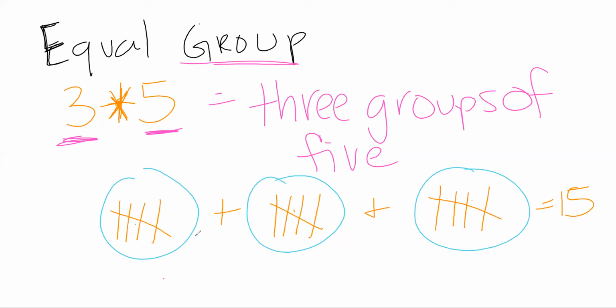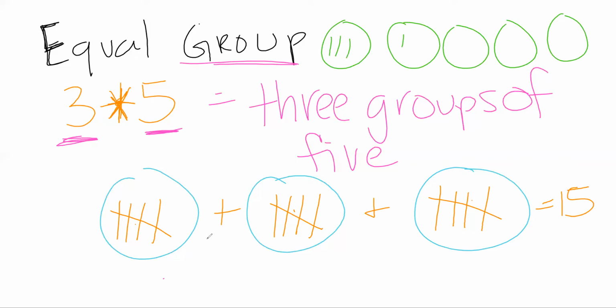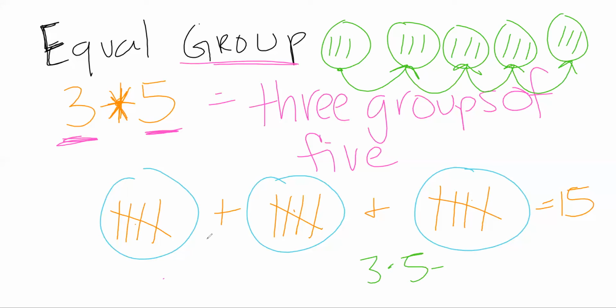And like I said, we could flip-flop it, right? Instead of saying 3 groups of 5, I could also say 5 groups of 3. So I'm going to try to squeeze that in. 1, 2, 3, 4, 5 groups. But this time there's only 3 in each one. And again, I could skip count 3, 6, 9, 12, 15. So once again, we're still finding out in all this, 3 times 5 is going to get me to 15.